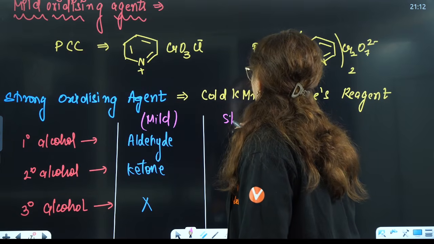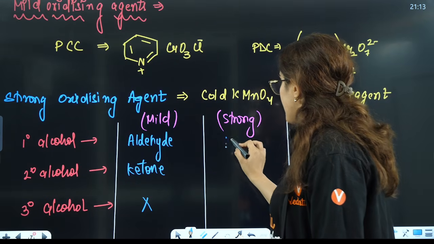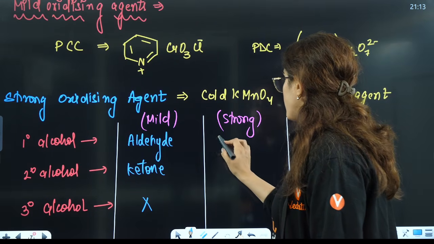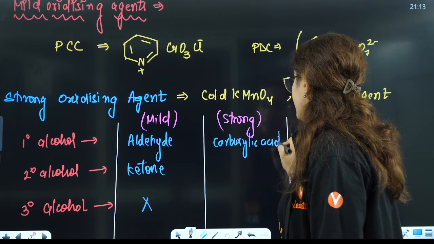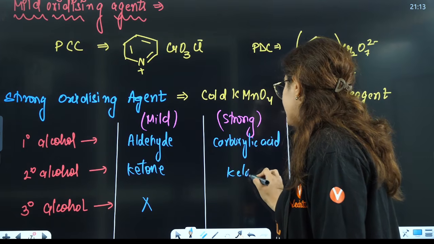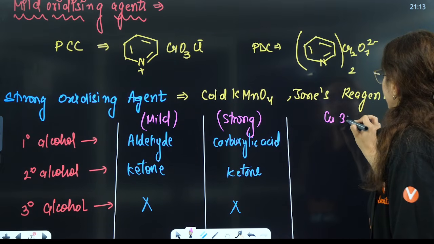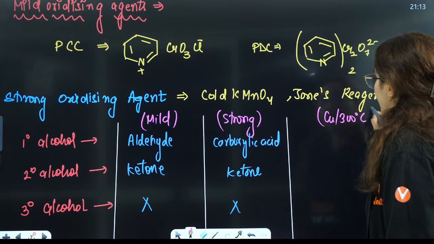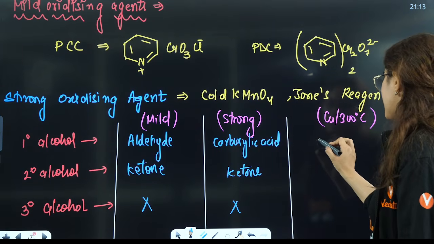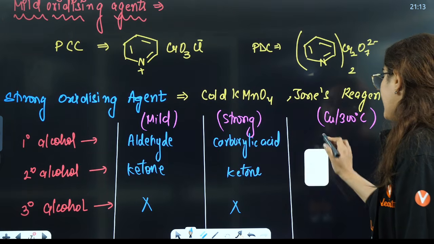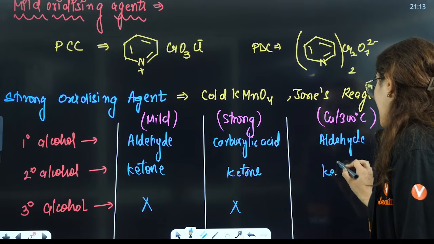If you have strong, what will happen? If you have strong oxidizing agent, this will be further converted to carboxylic acid, right? Here ketone only will stay and here you will have no reaction. Okay, with copper at 300 degrees Celsius, what you will have? Here this will be converted to aldehyde. This will behave as mild, right? Then here you will have ketone.